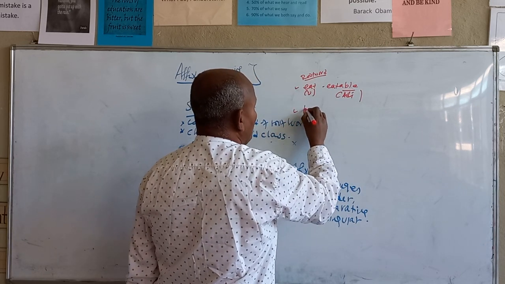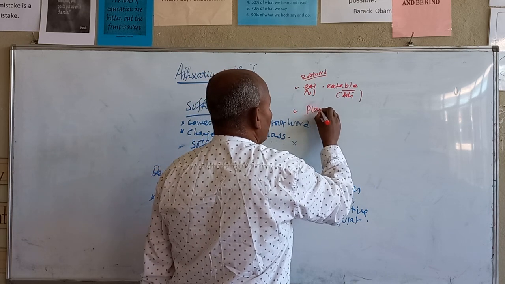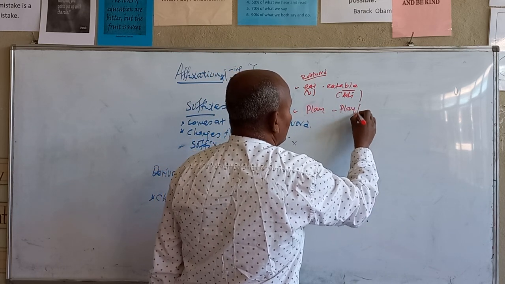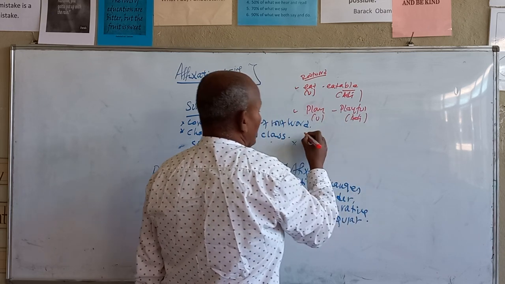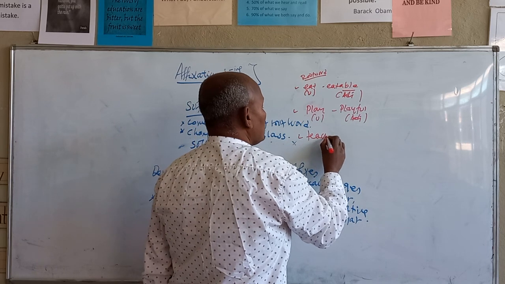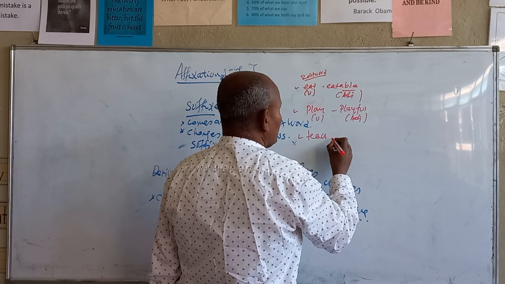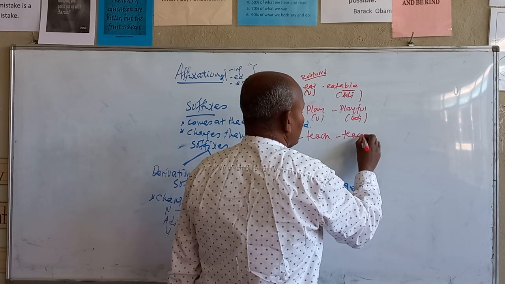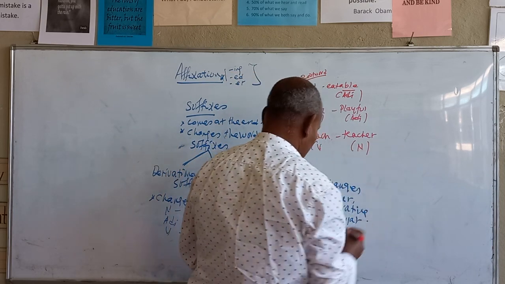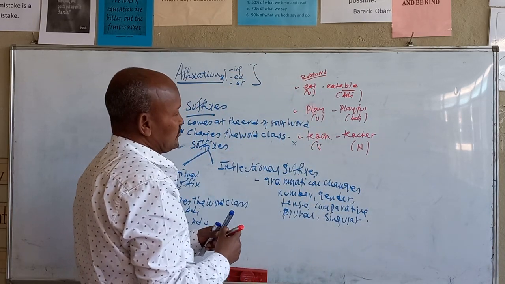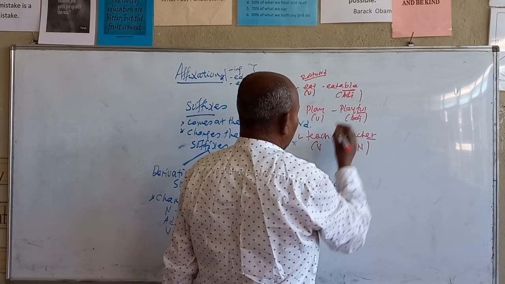The other, hop. And we can say play, playful. What does play mean? Verb, and this one is an adjective here. Teacher, and here, teach. Look here, teach and teacher. What does teach mean? This is a verb, and this one is a noun. This one is a noun. Look at the suffixes here: er, ful, able.